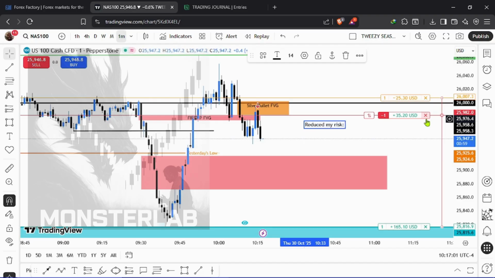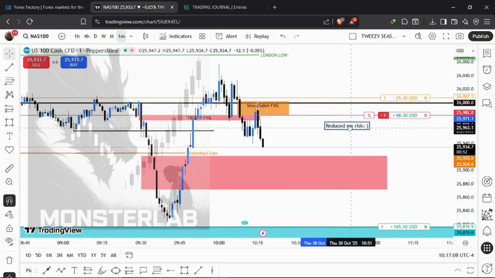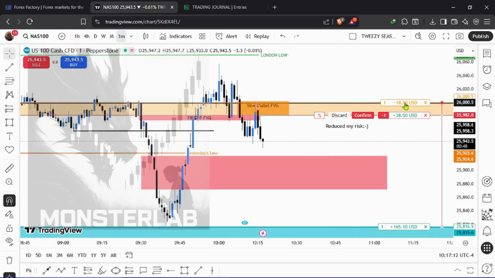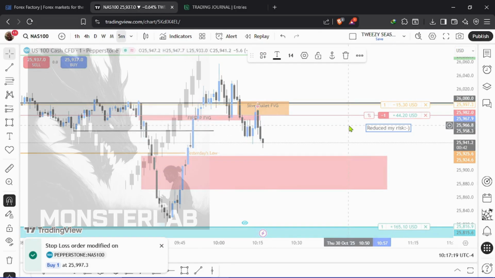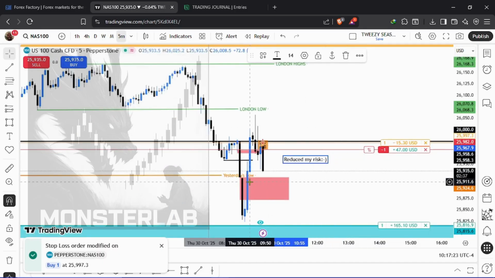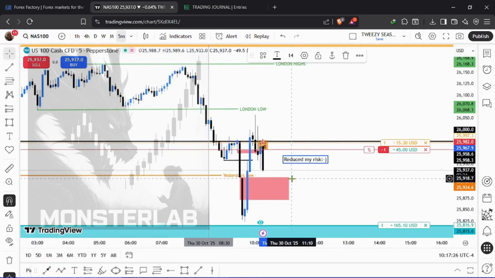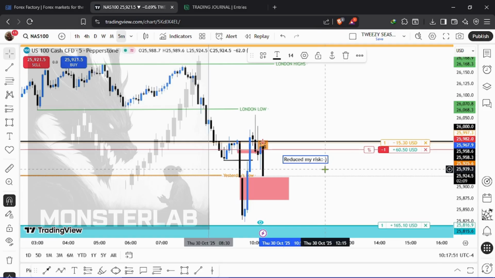Silver bullet is mainly a fair value gap that is formed after 10 a.m. New York local time. Price is showing signs of reversing to the downside, in which I've taken an entry at this orange fair value gap formed at around 10:08 a.m. I'll reduce my stop loss, and yeah, this is the pink high fair value gap.